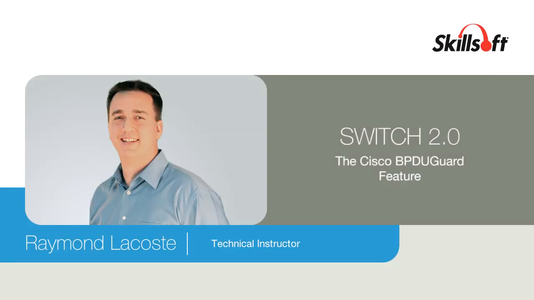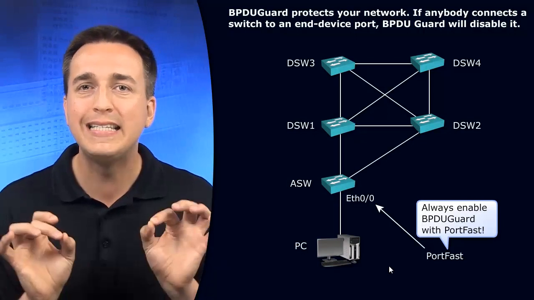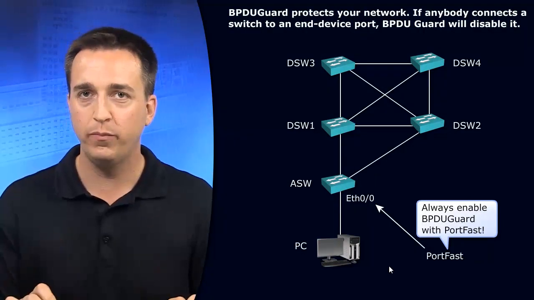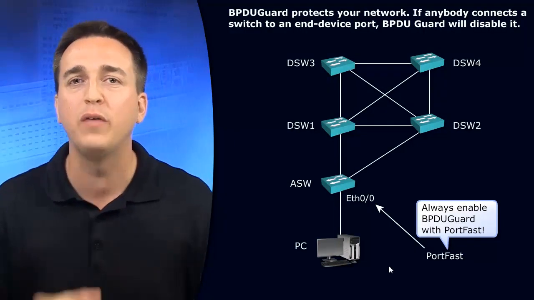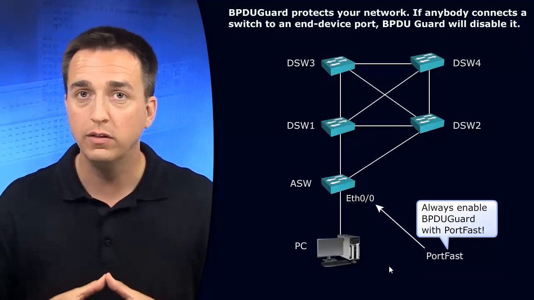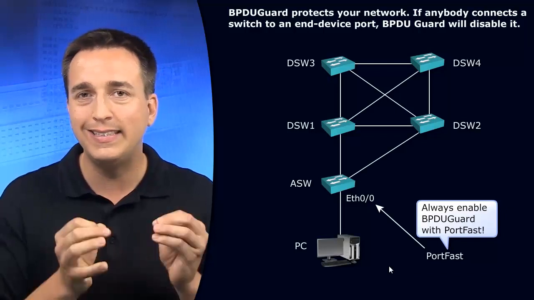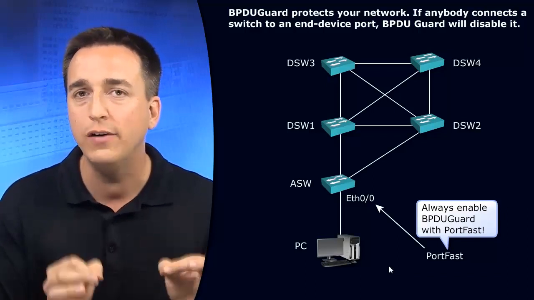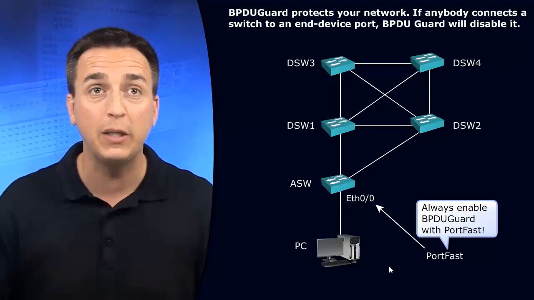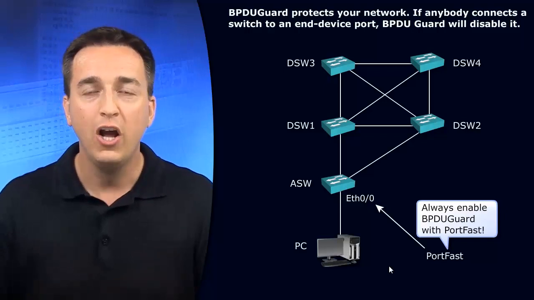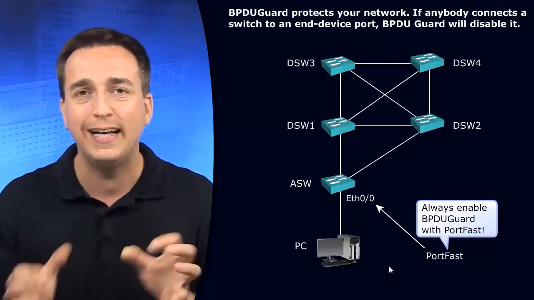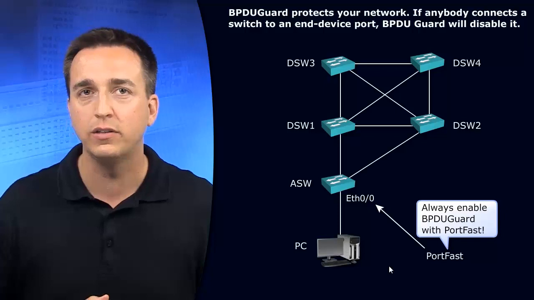BPDUGuard is a spanning tree protocol stability feature. Now, how does it provide stability? Well, when enabled on an interface, it is designed to disable that interface if it receives a BPDU. So it's guarding that interface against BPDUs.